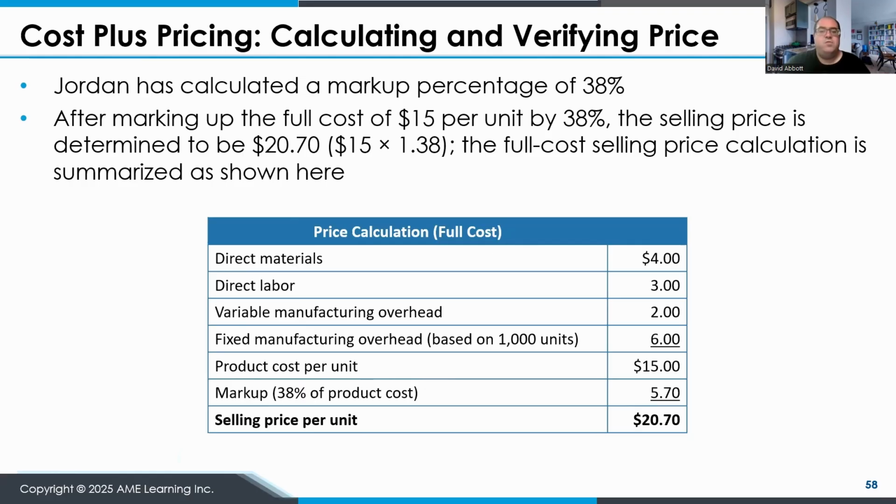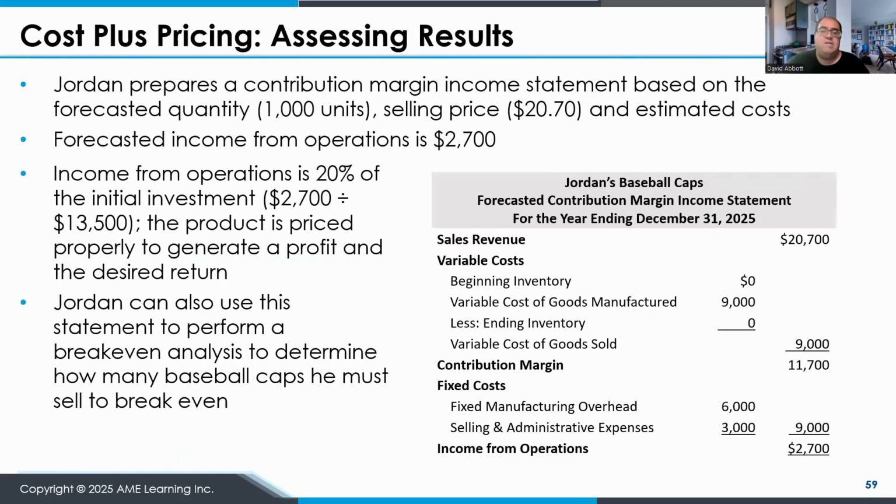And so after marking up the full cost of $15 per unit by 38%, the selling price is going to be determined to be $20.70. The full cost selling price calculation is summarized here. So again, we have the direct materials, the direct labor, variable manufacturing overhead, and fixed manufacturing overhead. That's how we arrive at $15. And then the markup is $5.70, which is 38% of 15. So we get that the selling price should be $20.70.